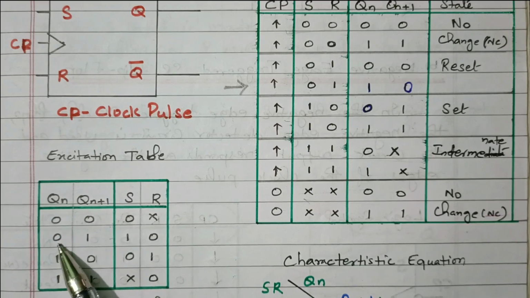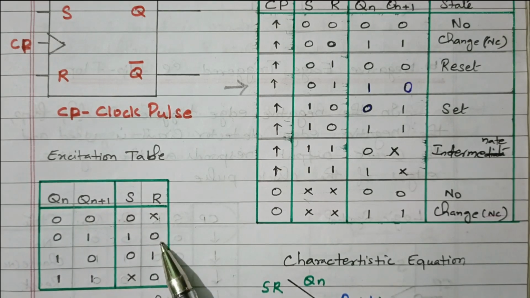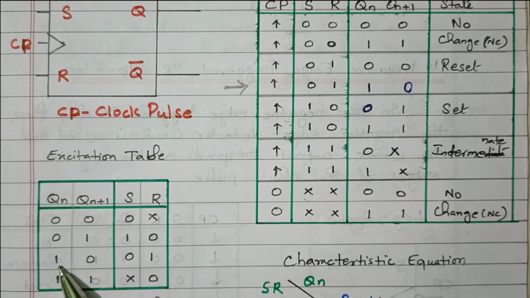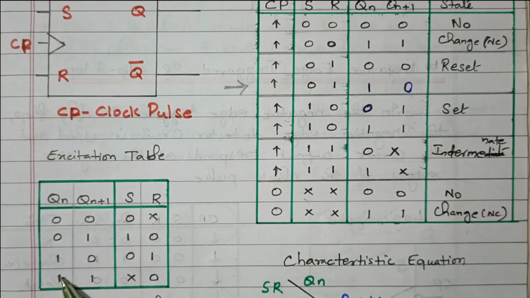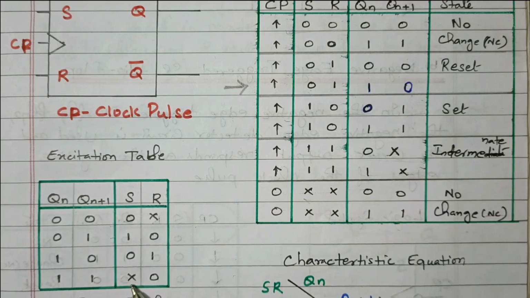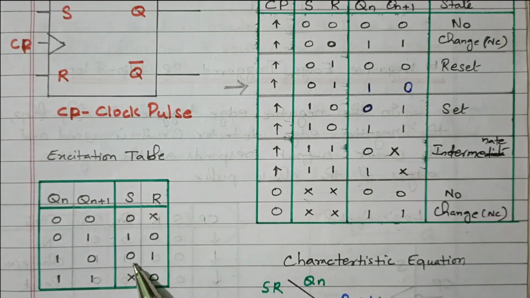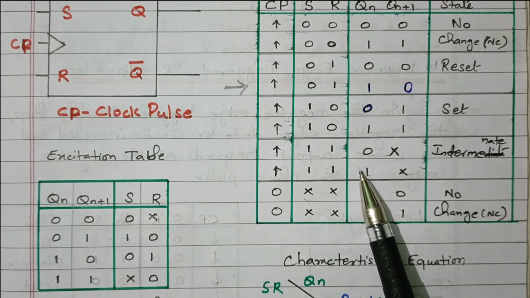If you want to change the present state 0, next state to be 1, you should give S input is 1, R input is 0. If you want to change the present state 1 to 0, the input we need to give is S is 0, R is 1. We want to maintain present state also 1, next state also 1, whatever may be the S input, R should be 0. Then we'll get this output.